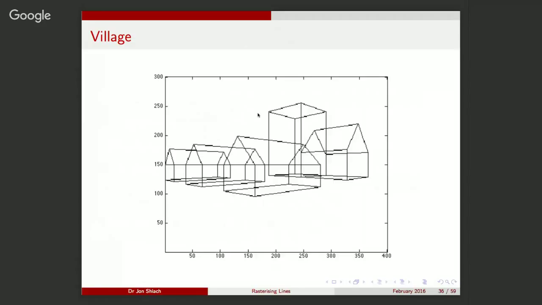Okay, as you can see here, I've got our virtual world and I've rasterized it. So this is the virtual world I've been using as an example, and all those lines are just drawn using pixels. And that's what the computer does. So when you get the virtual world, it has to display it on the screen, and it does so using rasterization.